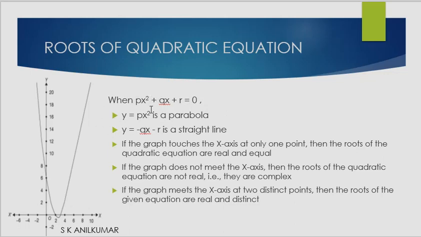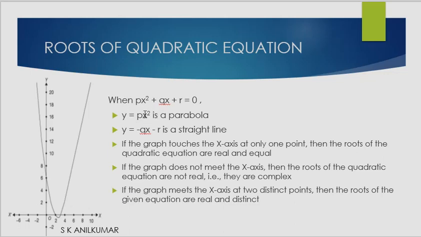One is y equals px squared. This is one portion. qx plus r is a linear portion. If you take it to the other side, r will become minus r and qx will become minus qx. So px squared equals minus qx minus r, which means y equals minus qx minus r, or y equals px squared. When y equals px squared, this is a quadratic equation because x is to the power of 2, the variable is to the power of 2. So y equals px squared will become a parabola.